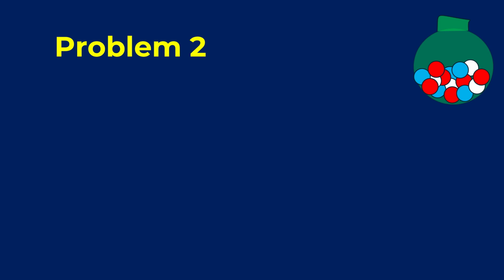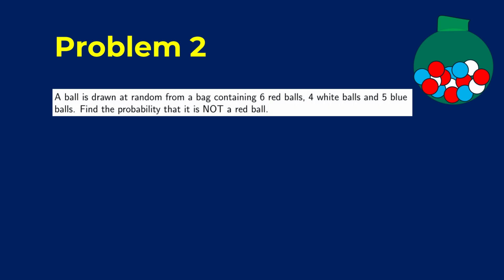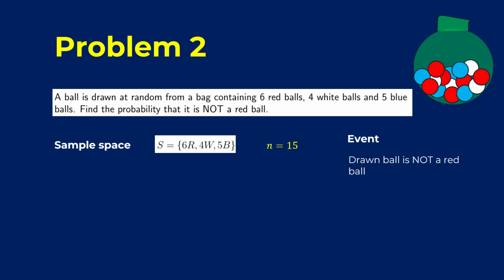Now let's change our problem a bit. We are still interested in knowing what ball is drawn from the bag, but now we want to find the probability that it is not a red ball. Again, our sample space consists of 15 balls, and the event in this case is that the drawn ball is not a red ball.